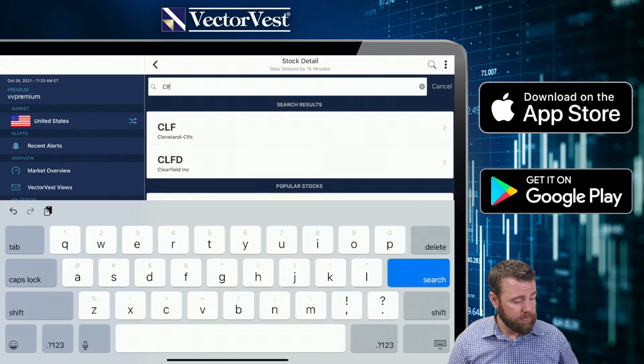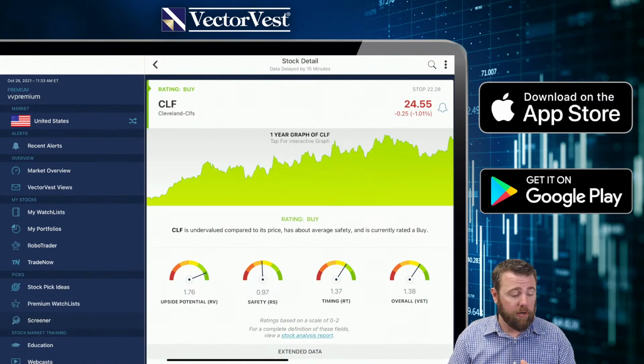CLF. CLF, great long-term potential, but does have a little bit of risk associated with it. Nice steady uptrend, so it's a more aggressive play, but good long-term potential, nice steady uptrend. Overall, definitely favorable.